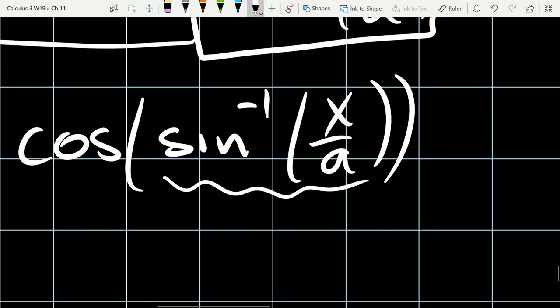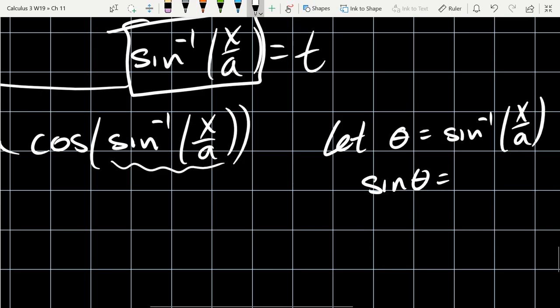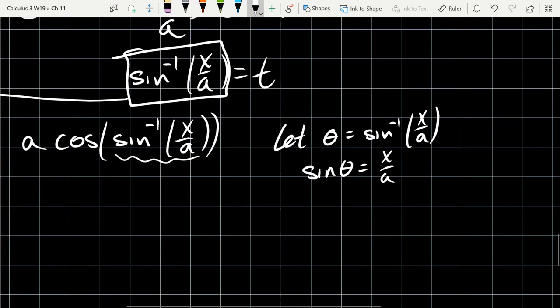There we go. We're going to draw a triangle. We're going to let theta equal sine inverse, because sine inverse is going to output an angle. So it's the reverse direction of a trig function, so we're expecting it to output an angle. So to simplify, let theta equal sine inverse x over a. Move sine to the other side: sine theta equals x over a. And now we're going to draw a triangle.